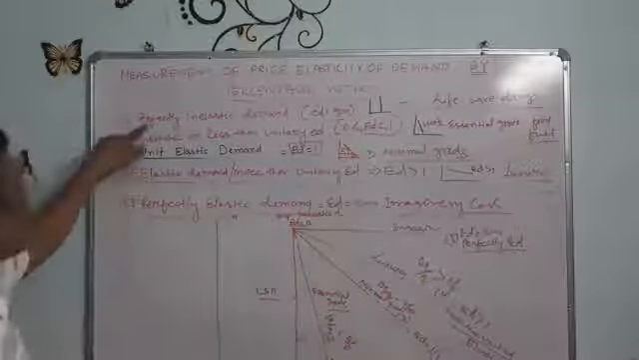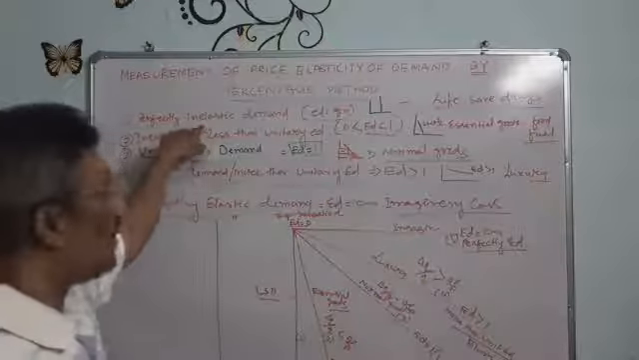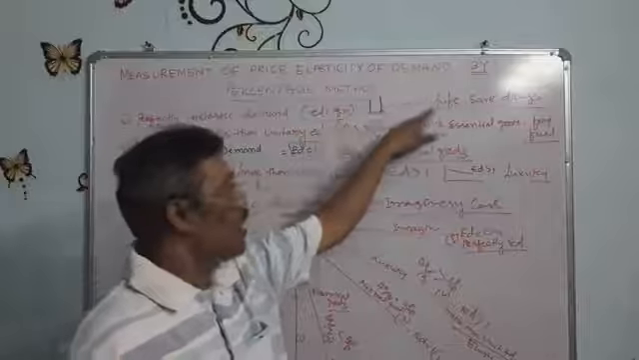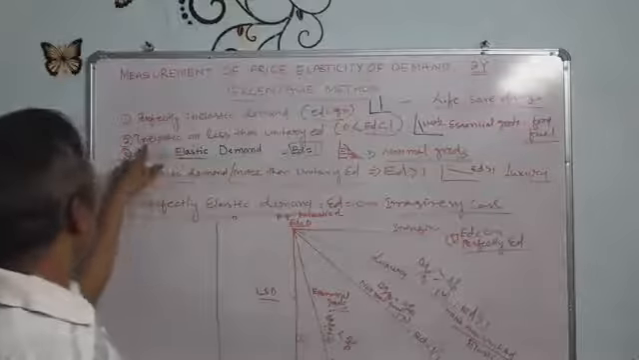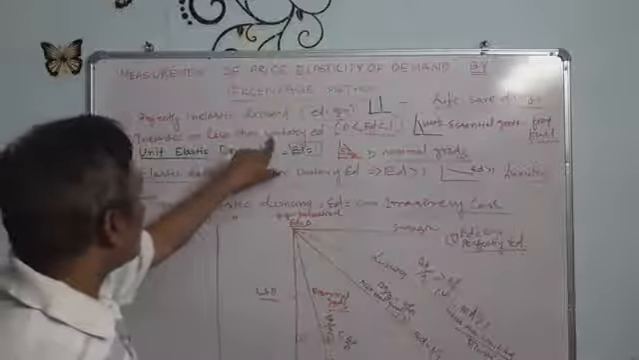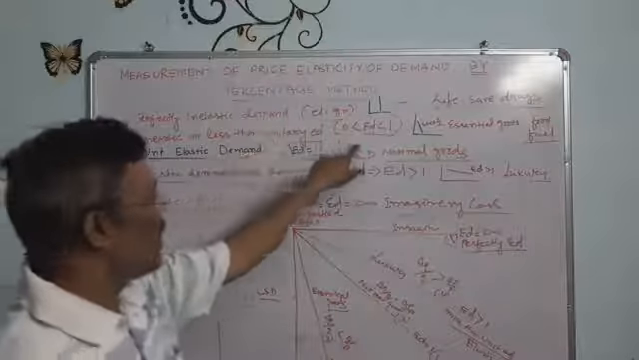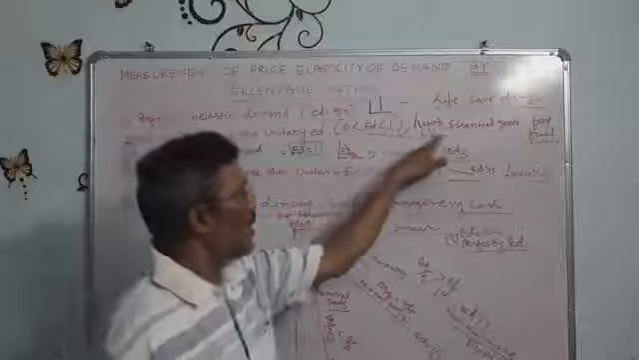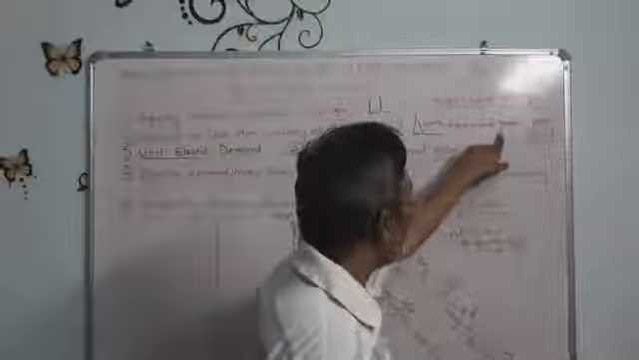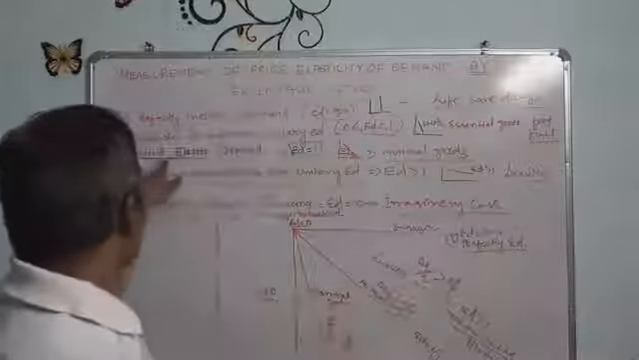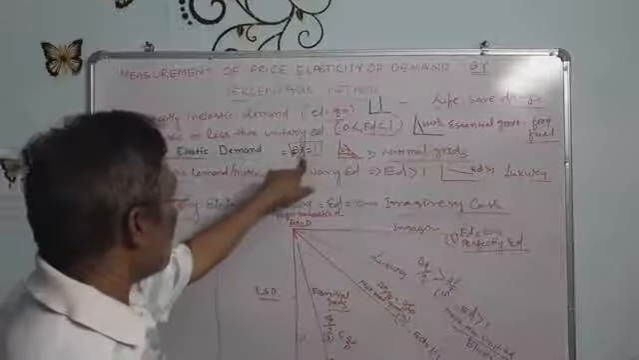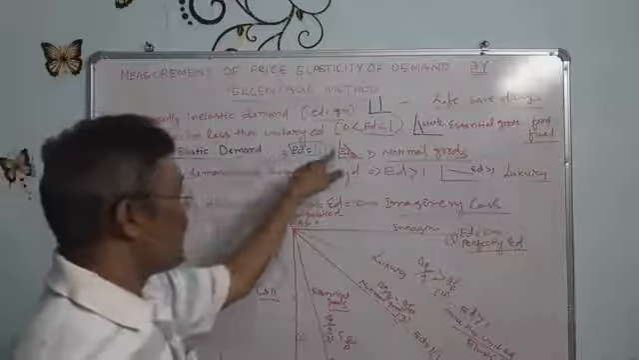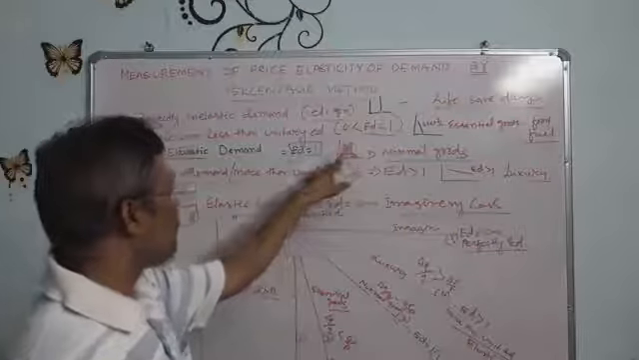Remember it perfectly. In perfectly inelastic demand, elasticity of demand equals 0, perpendicular to the X-axis, life saving drugs. Inelastic or less than unitary elastic demand, elasticity of demand less than 1, the demand curve will be steep, in the case of essential goods like food and fuels. Unit elasticity of demand equal to 1, or percentage change in quantity demanded equal to percentage change in price, in the case of normal goods.